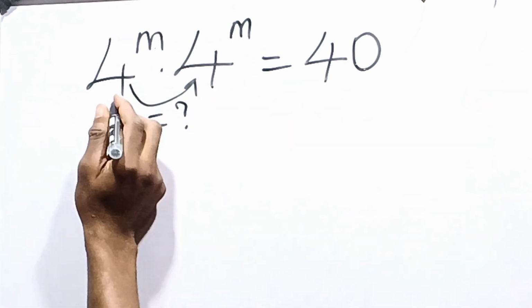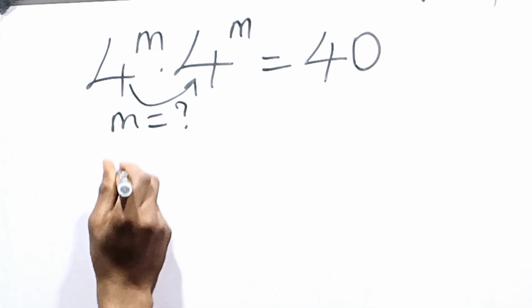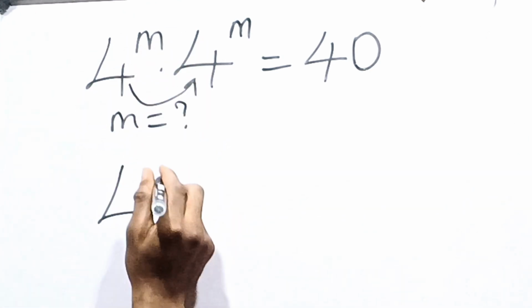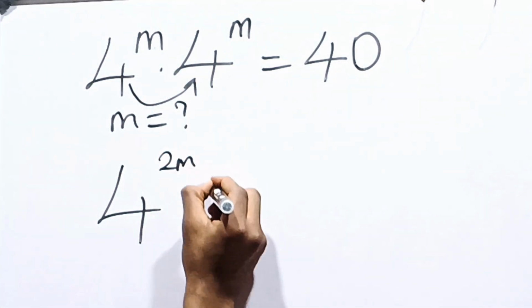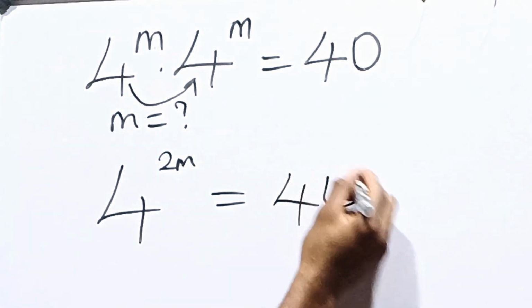So when you have multiplying numbers in the same base, you simply write out one of those numbers and add the powers. So m plus m is 2m, to be equal to 40, alright?